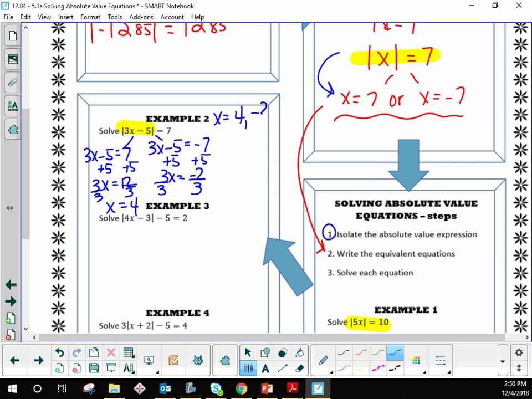Did you get 4 or negative 2/3? Okay. I'm going to show you how to check this. I'm not going to ask you to check it every time, but I do want you to see why it works, that you can have two different answers to the same thing.